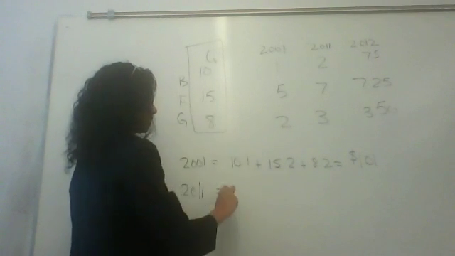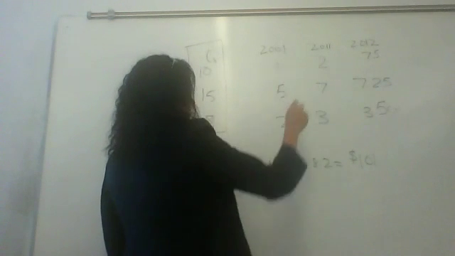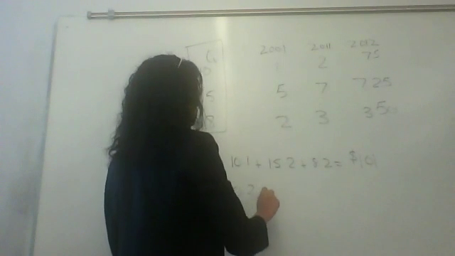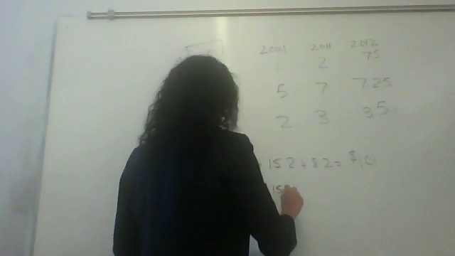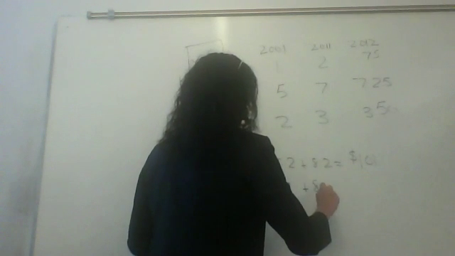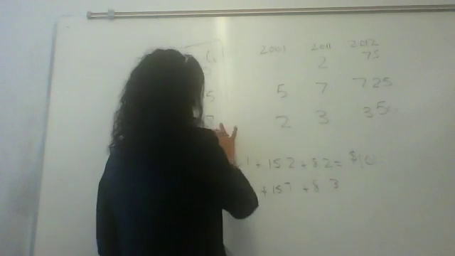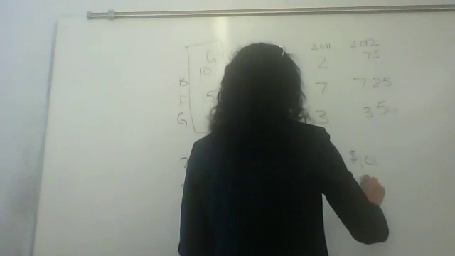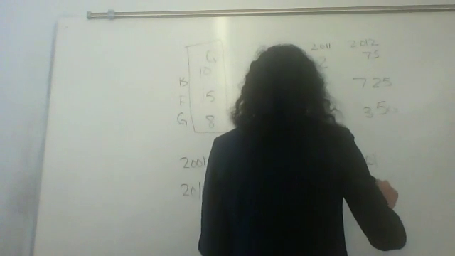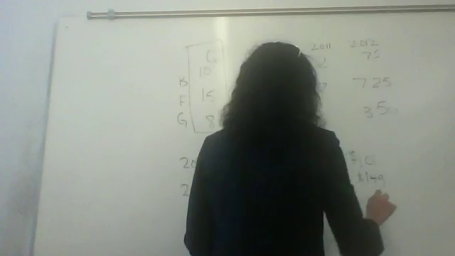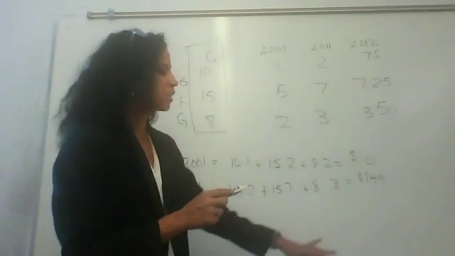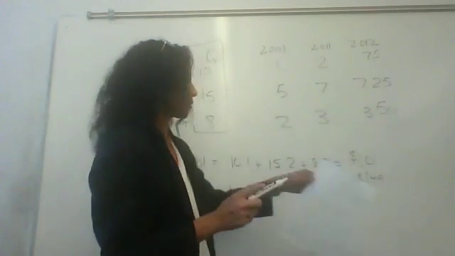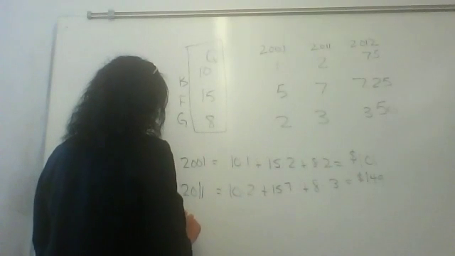Now I'm going to take the 10 times my 2011 prices, so 10 times 2 plus 15 times 7 plus 8 times 3. And this is going to tell me that in 2011, to buy the same goods that you bought in 2001, instead of being $101, it cost me $149.